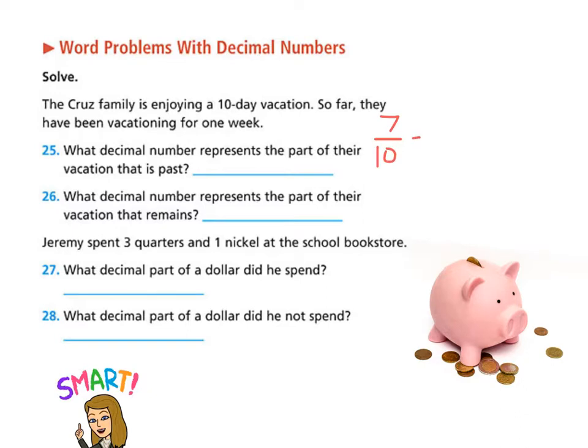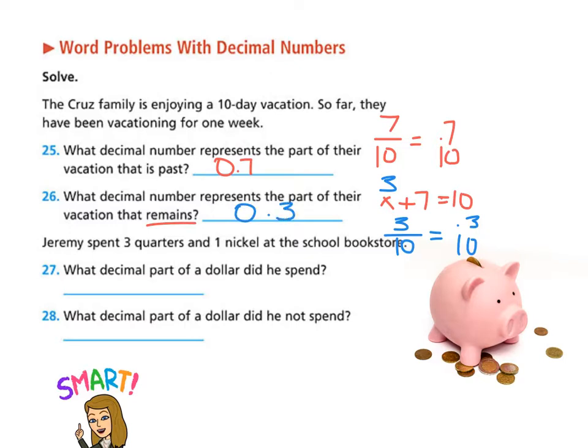So in order to show that as a decimal, I'll get my 10 ready, decimal point above the 1, fill in the 7. So they've done 7/10ths so far. And what remains? Well, for 7 to get to 10 days, think what plus 7 equals 10? Well, that x would have to be a 3. So 3/10ths is equal to the decimal, let's get it ready, 0.3. Beautiful.